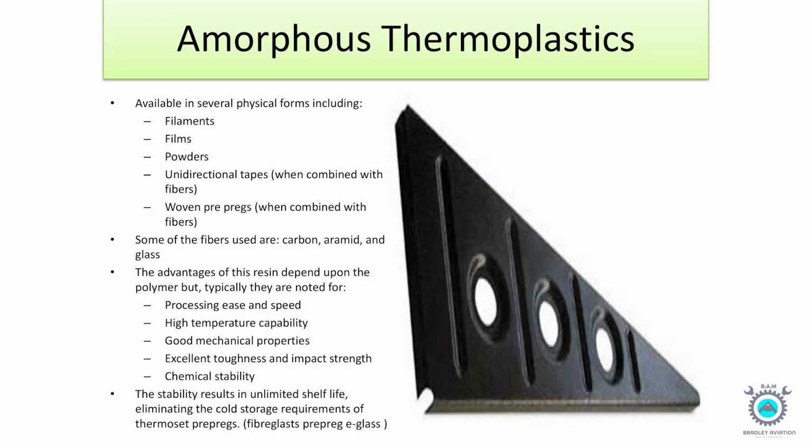Amorphous thermoplastics, available in several physical forms, including filaments, film, unidirectional tapes when combined with fibers, and woven prepregs when combined with fibers. Some of the fibers used are carbon, aramid, and glass.